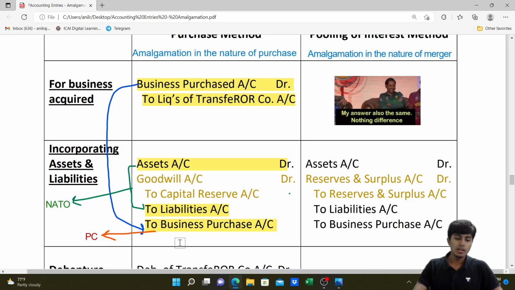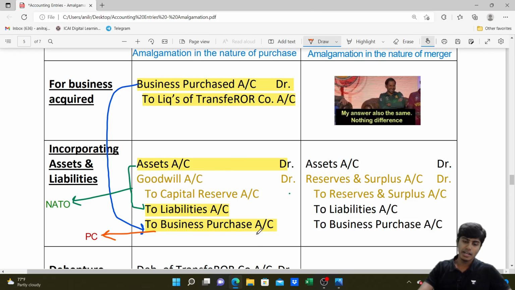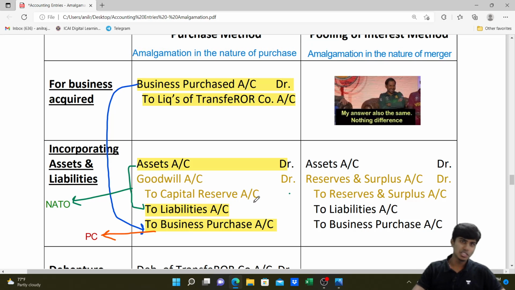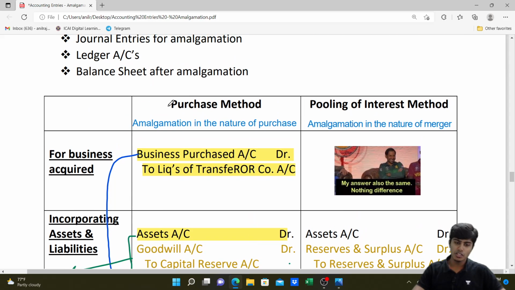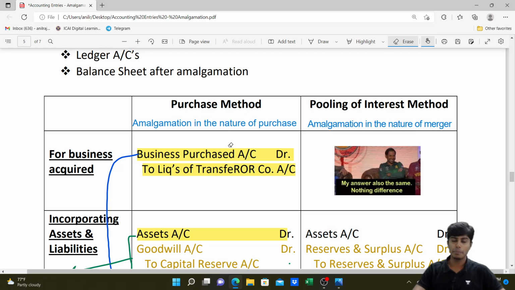When is it goodwill? When PC is more, credit is more than debit, then this will become goodwill. Or if assets are more and the money that you give is less, then it will become capital profit. So goodwill loss is capitalized by debiting. Capital profit is transferred to capital reserve. So goodwill account is debited if we pay more and capital reserve account is credited if we pay less. This is how we account in the case of purchase method. Which method? Purchase method. Goodwill or capital reserve.